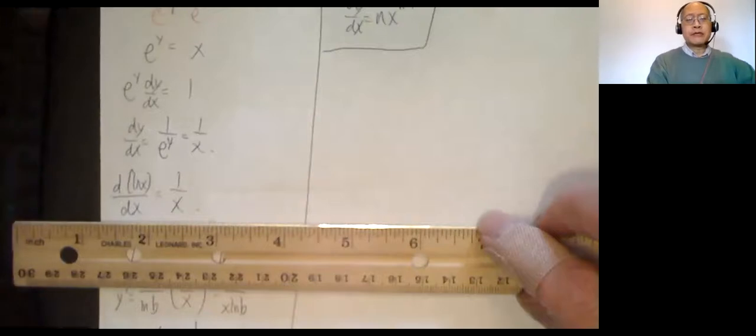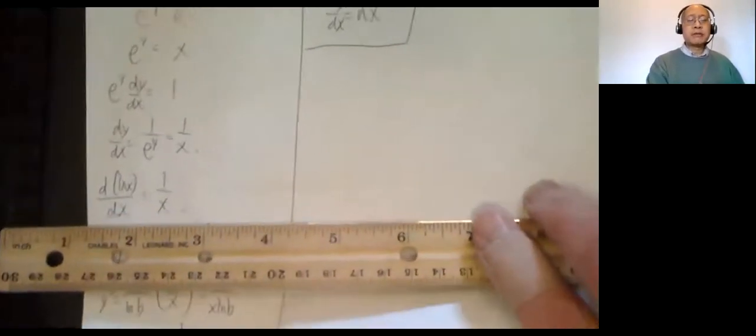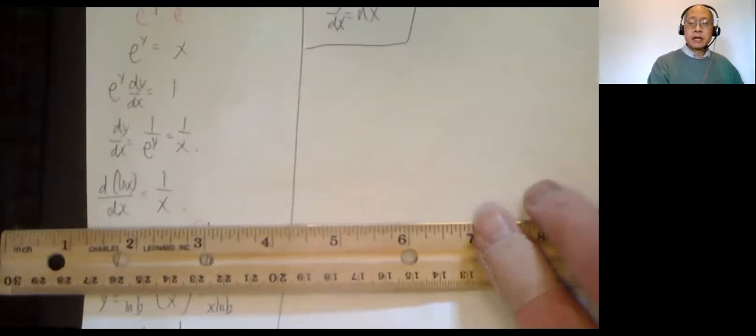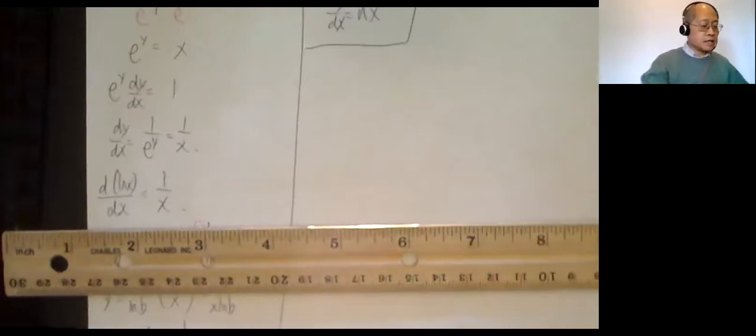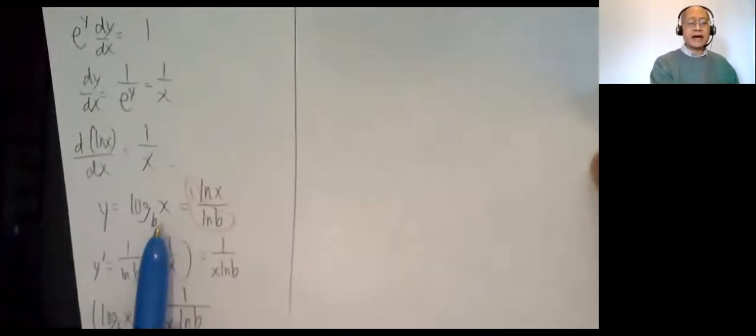The next thing I want to show you is what happens if you have a log to any other base. Ln x means log base e. How about log base 2, log base 10? Okay, they have their derivatives, but it's not as nice. So I'll show you how that works. Suppose you have y equals log base b of x.